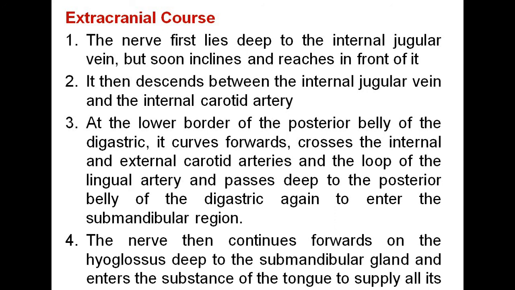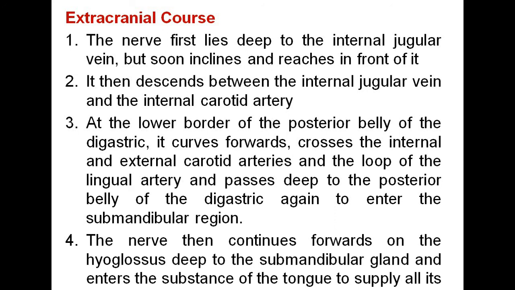The nerve first lies deep to the internal jugular vein, but soon inclines and reaches in front of it. It then descends between the internal jugular vein and internal carotid artery. At the lower border of the posterior belly of the digastric muscle, it curves forward and crosses the external carotid artery and the loop of the lingual artery. This is important: it crosses the loop of the lingual artery.